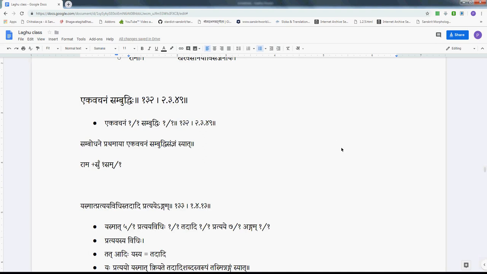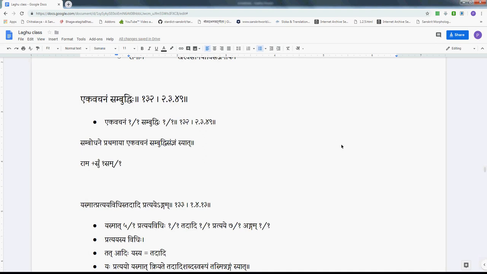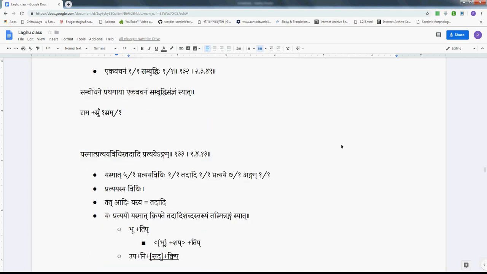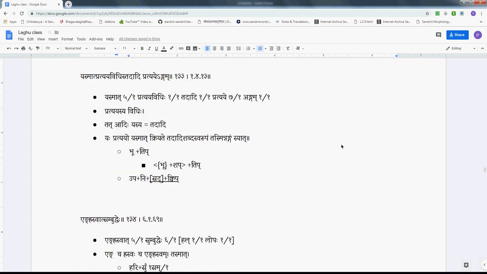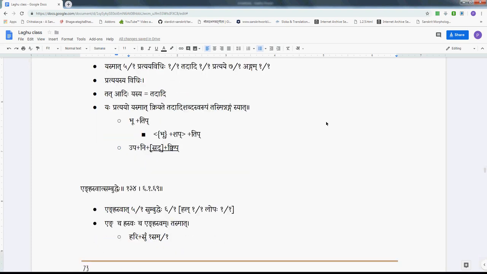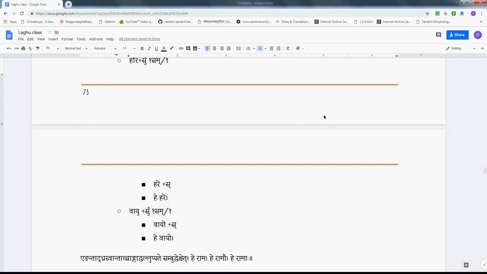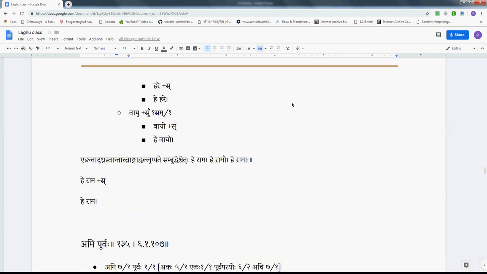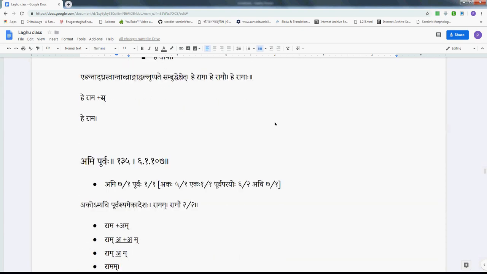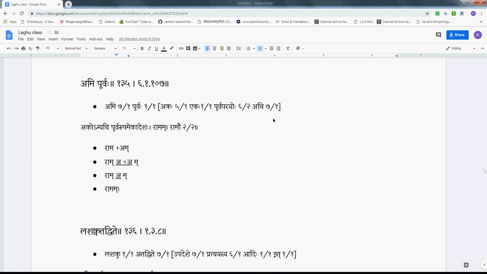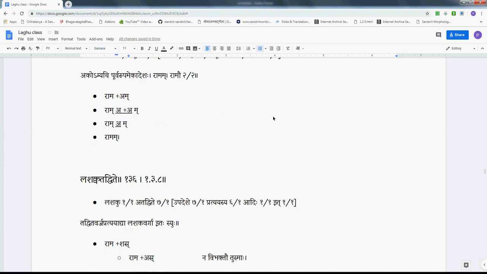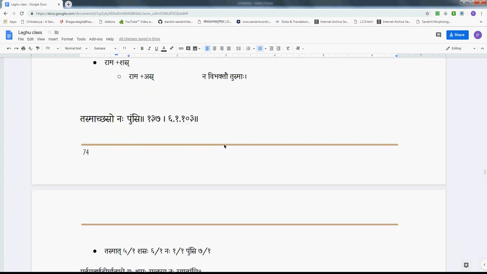Okay. And when you derive Ramena, not Ramena, Ramena. The padantasya nakarasya natvam nasyat. Before that, in Ramena, where is the padanta nakara? What is pada? What is the padasanya? No, not okay. You have to tell me what is the padasanya. Suktingantam padam.